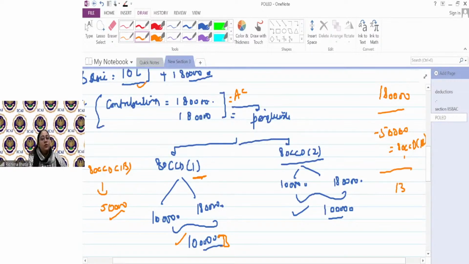Now how much is left of the actual contribution? 130. Now I will compare this 130 with 1 lakh, which is 10% of salary. Whichever is lower, that I will take. Okay. Ma'am, you will say that the answer is coming the same in both in this question. Sorry, 1 lakh is coming under 80CCD1 and 50,000 is coming under 80CCD1B.